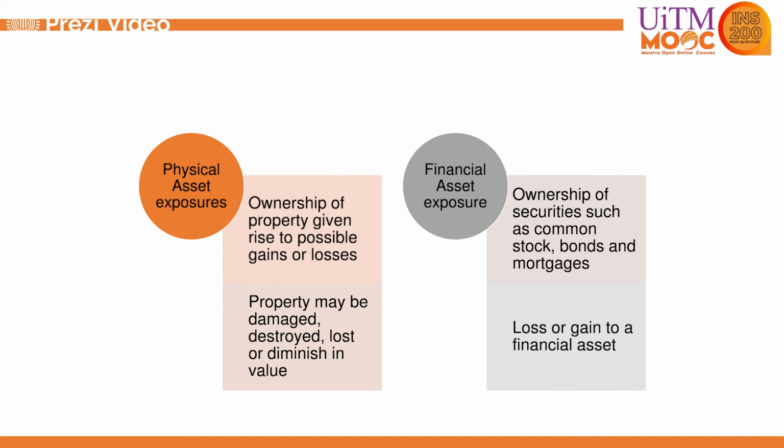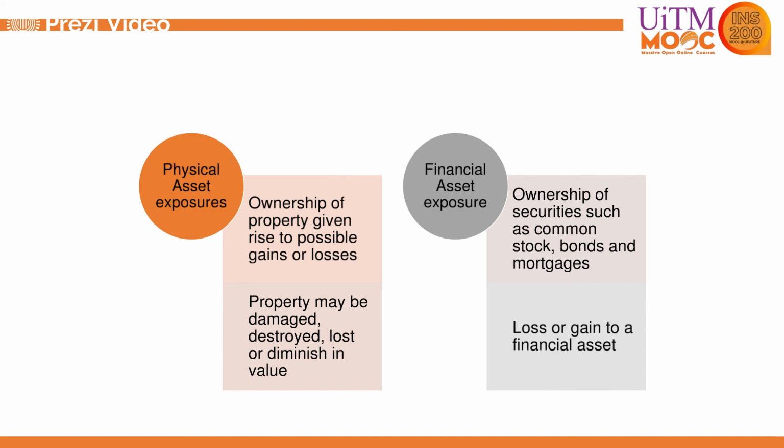If you have an asset, for example a house or your laptop, or anything that you can see as an asset, it comes with a certain level of risk. There is a possibility of gain and losses from your ownership of that particular asset. For example, a house or property may be damaged, destroyed, lost or diminished in terms of its value. If you consider your phone as your asset, there is a possibility of your phone being damaged, lost or destroyed, or its value will be diminished because of the usage itself.